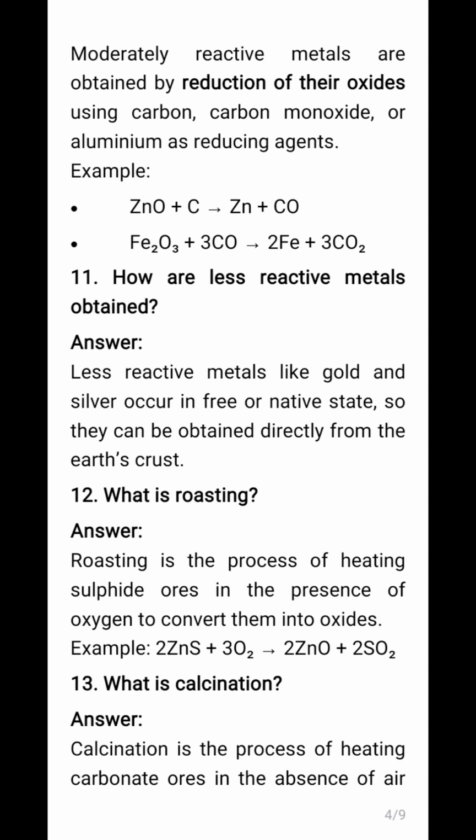How are least or less reactive metals obtained? Less or least reactive metals like gold and silver occur in free or native state, so they can be obtained directly from the Earth's crust.